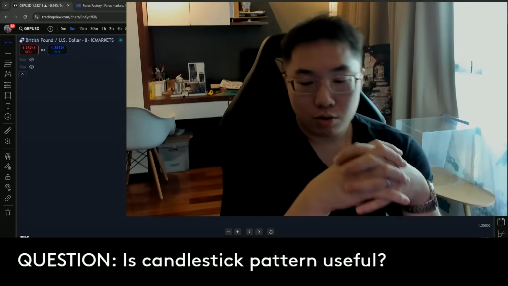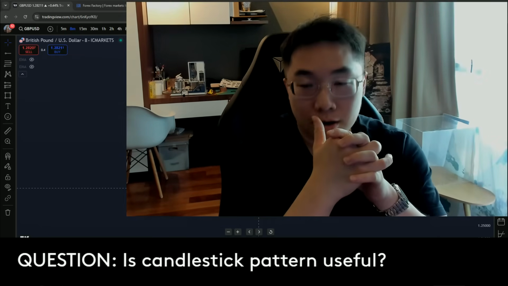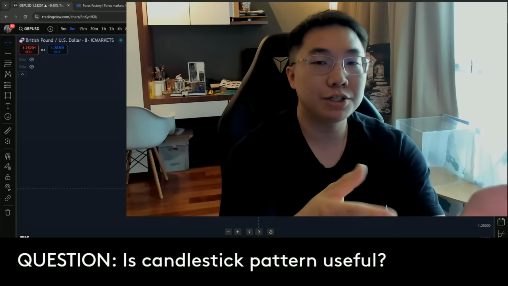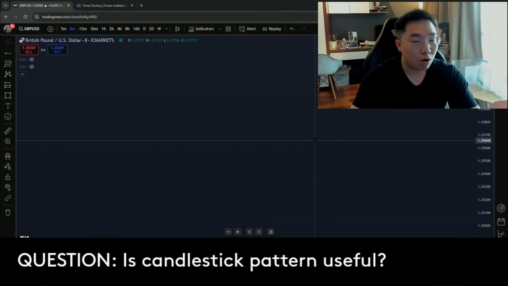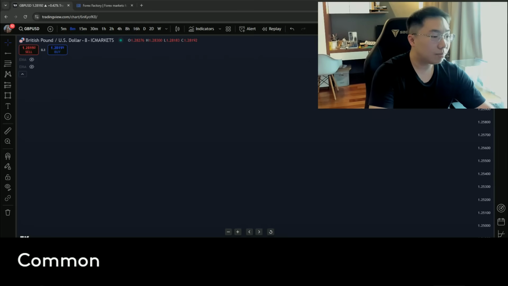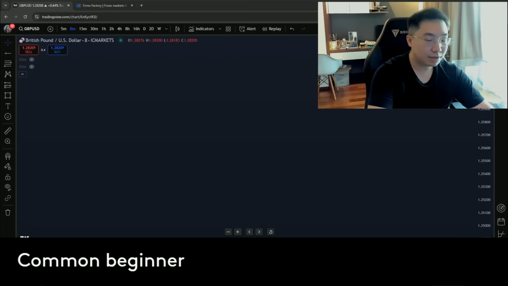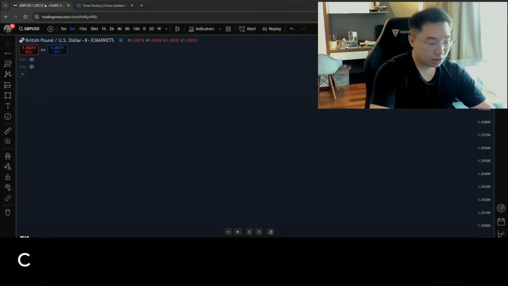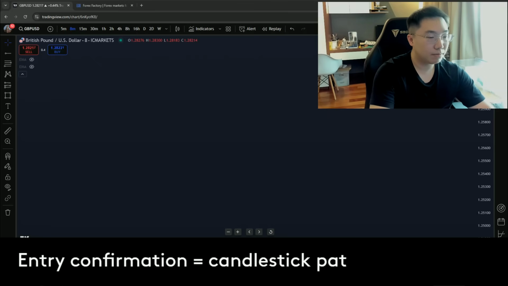So we have heard a lot of really basic lessons, really basic discussion, which is, oh, if price comes here, my entry confirmation will be based on a pin bar or a doji. Common beginner knowledge is entry confirmation equals candlestick pattern.